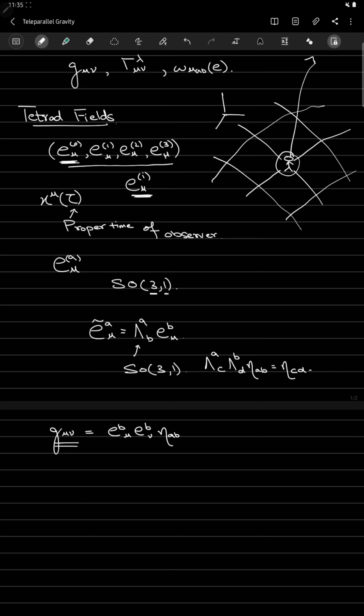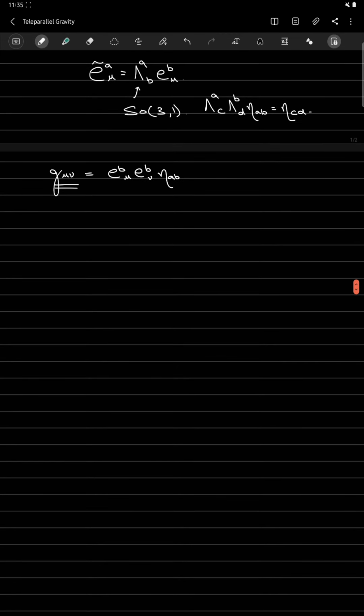Then the projection of a vector, say the vector V mu of x at some position x mu, on a particular frame is given by V^A of x equals e^A_mu of x times the vector field V^mu of x. So this gives you the projection of this vector V mu of x at some position x mu.